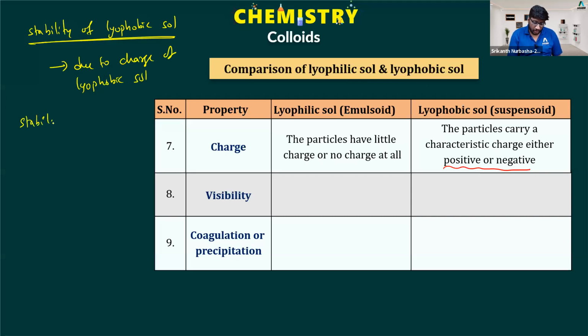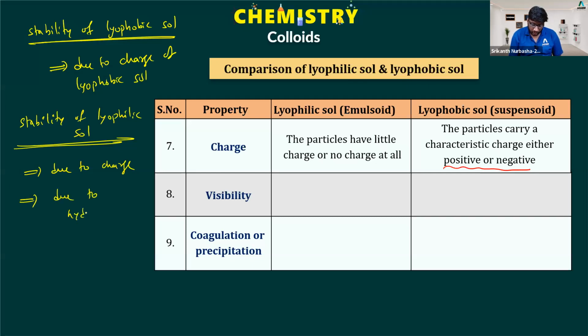Now the stability of lyophilic sol. One, it is due to charge; they also possess charge. But the main reason is hydration. A lyophilic sol particle will be highly hydrated, surrounded by a very high number of H2O molecules, and it also possesses charge. So to coagulate a lyophilic sol particle, what do I have to do?